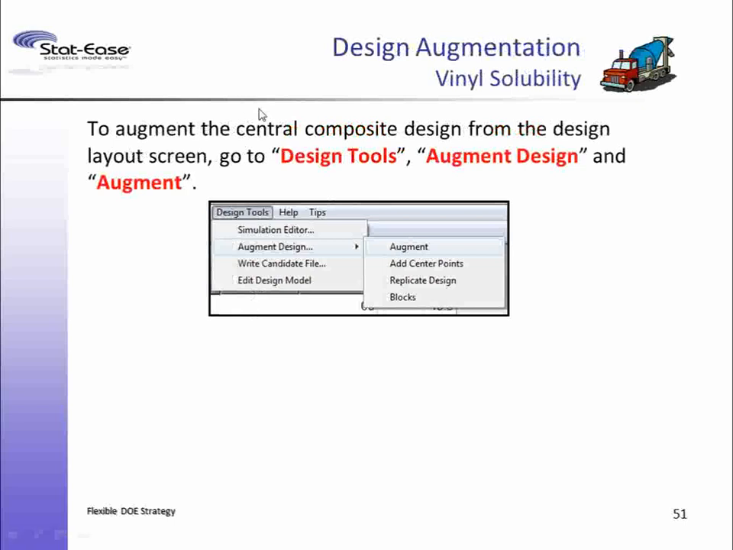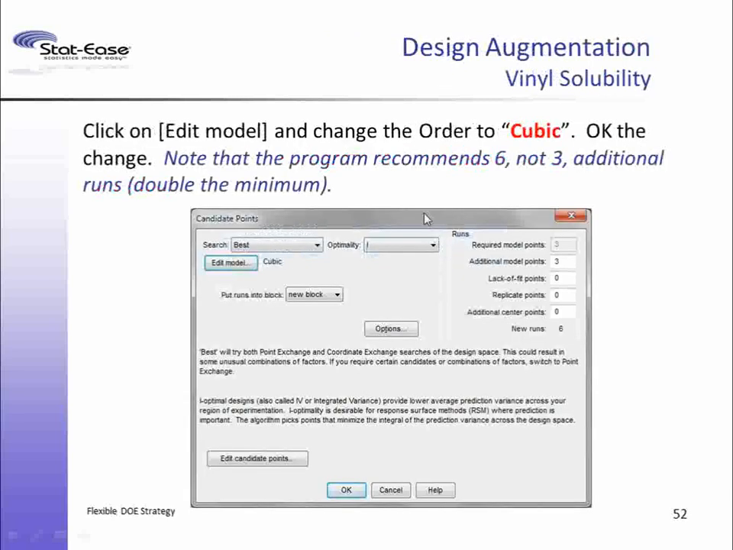So we use our standard method: go up to the design tools, go to augment design, augment. This time we're going to choose the RSM optimal augmentation. What trips people up sometimes in getting to the screen is they don't realize that you have to edit the model. It will tell you which model you're on currently, so it tells you what you can currently fit. You need to change that to what you want to fit. So in this case, I clicked on the Edit Model button and I changed it to a cubic model.